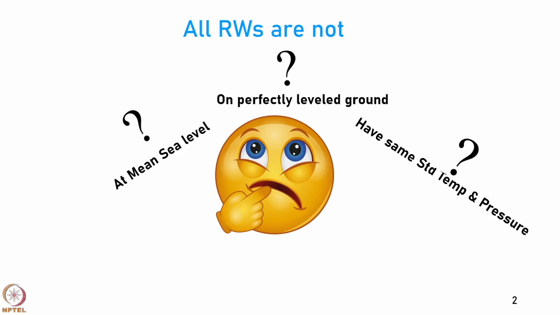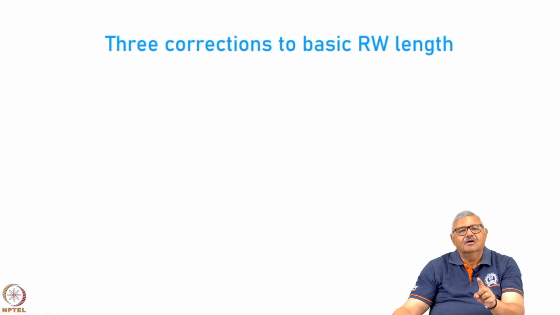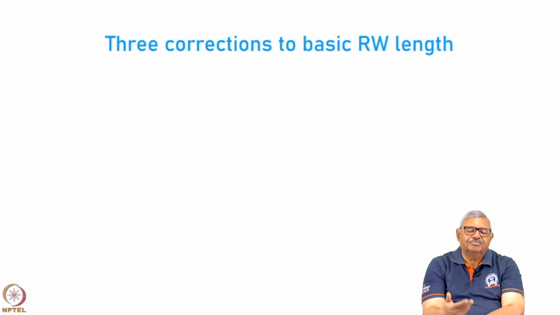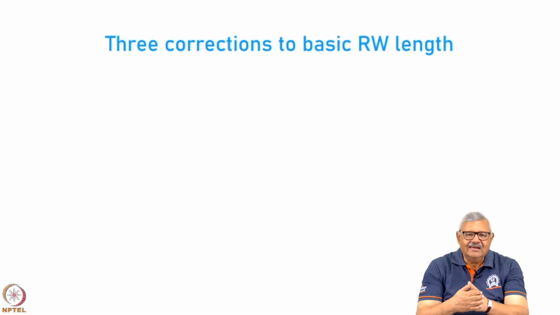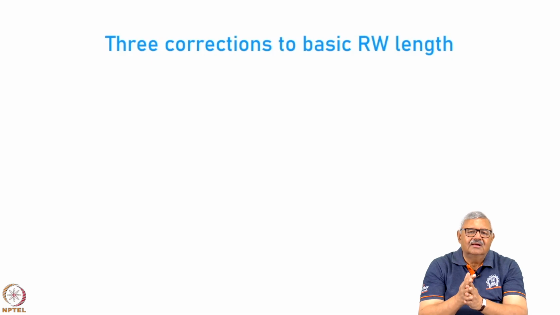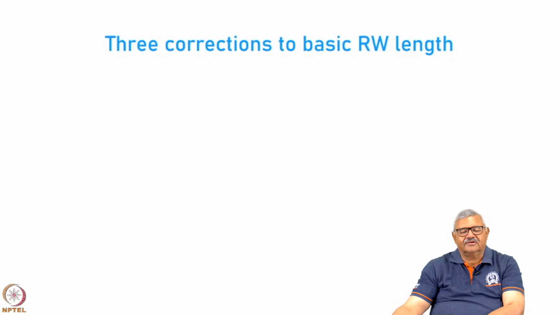Now, what to do in this case? We need to apply corrections to take care of all these three non-standard operations. So, we are looking at three corrections to be done to the basic runway length. Now, this is not about declared distances, this is about whatever length is required by the aircraft. So, when the pilot knows that there is so much TORA, TODA, ASDA, ELDA, you have to also calculate how much I need, and what I need based on these three off standard conditions should be less than what is available, otherwise I cannot operate.